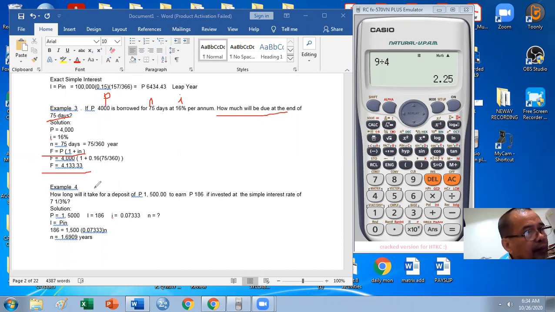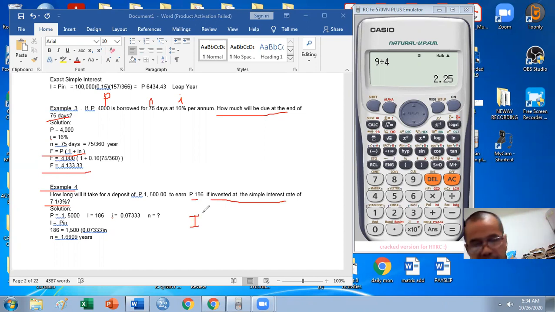4,133.33. Next: how long will it take for a deposit of 1,500 to earn 186 if invested at a simple interest rate of 7 and 1/3%? So, okay, the formula is I equals PIN. And your percent is 7 and 1/3.